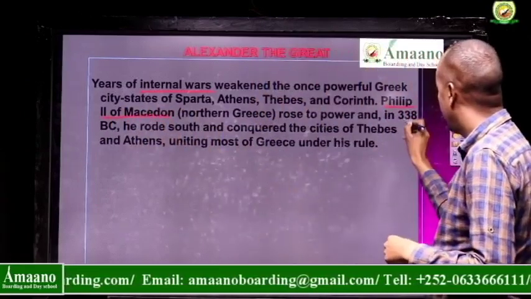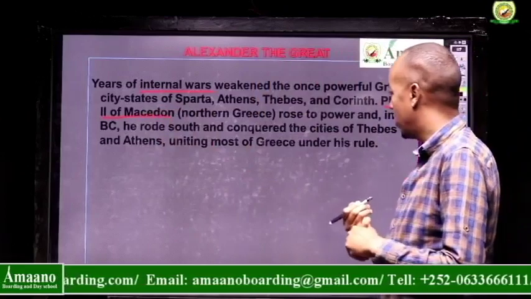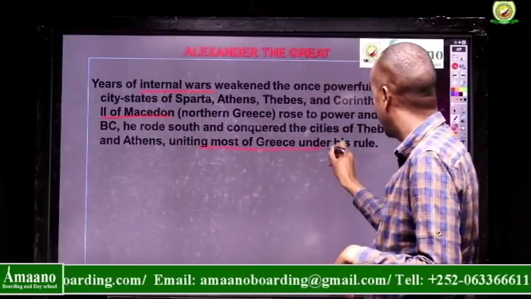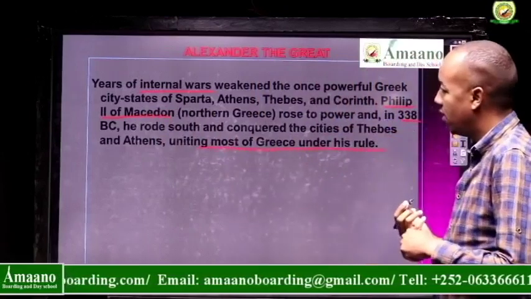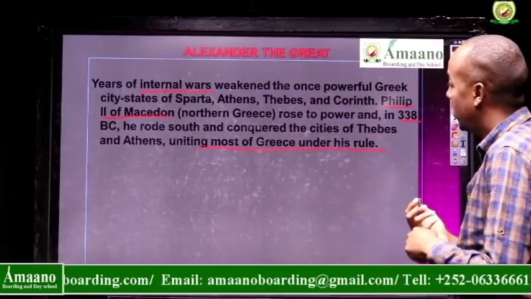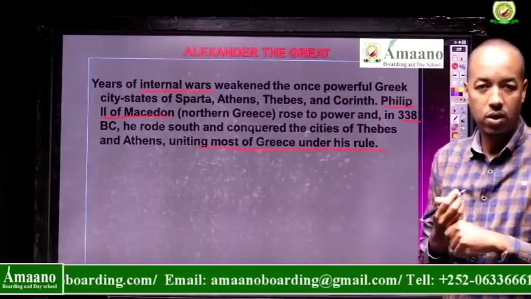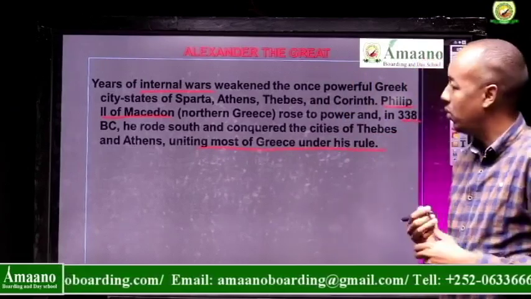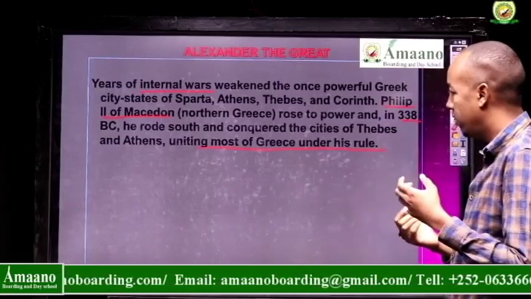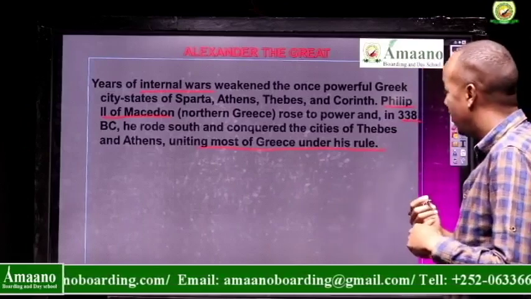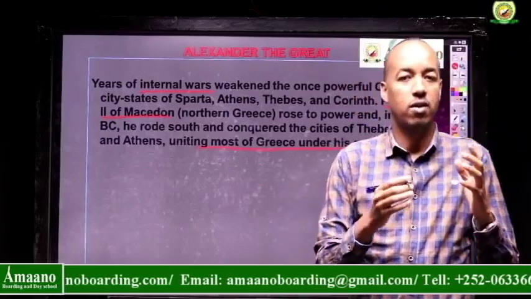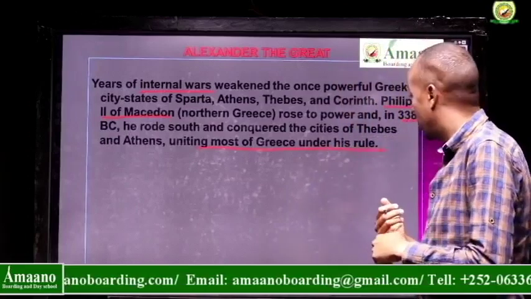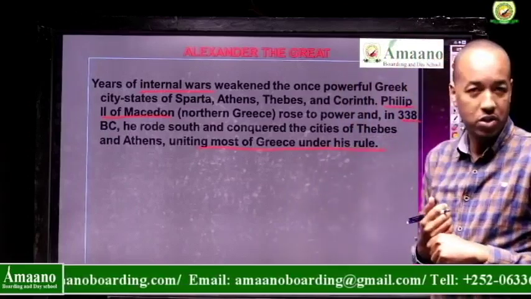Philip II of Macedon rose to power, and in 338 BC he rode south and conquered the cities of Thebes and Athens, uniting most of Greece under his rule. Philip II first ruled Macedonia, and then he wanted to consolidate his power over the rest of Greece. For that reason, he started to conquer the Greek city-states one by one. He was able to conquer Athens and most of the Greeks. His main vision was to conquer all of Persia at the same time. And Persia at that time was the superpower of the world. So now the question is, will he be able to conquer Persia?